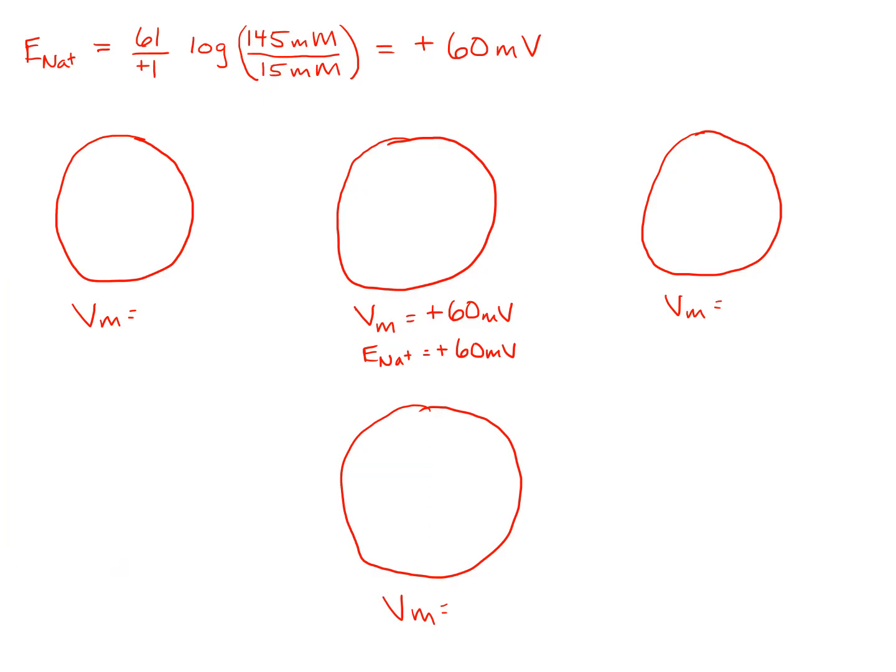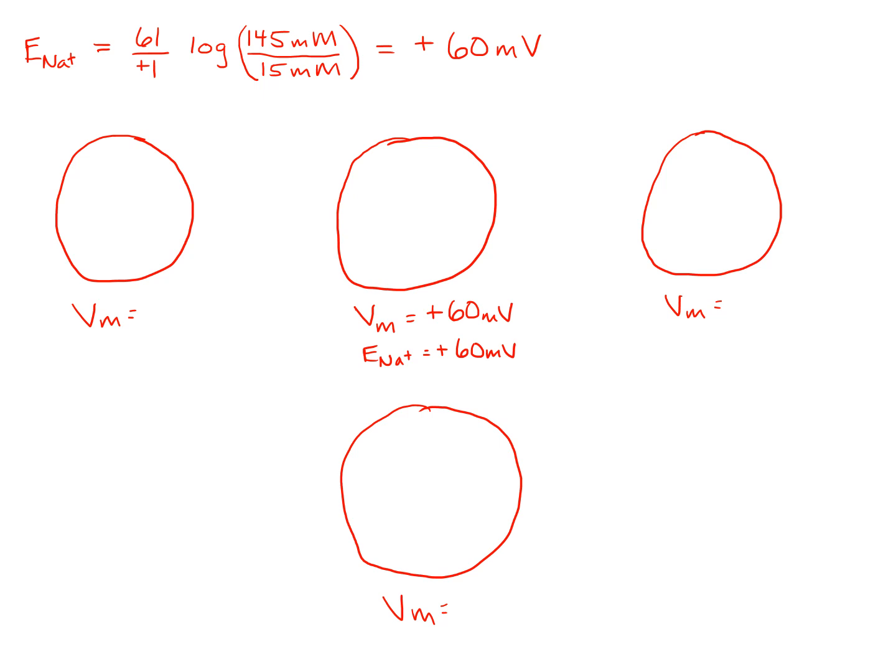All right, so let's just do some examples here. And we're going to start with sodium first. So I've got on the top the calculation for sodium's equilibrium potential. So that's the Nernst equation. So we just plugged in the numbers.